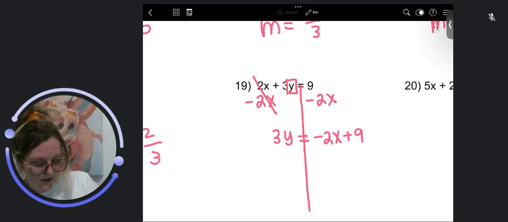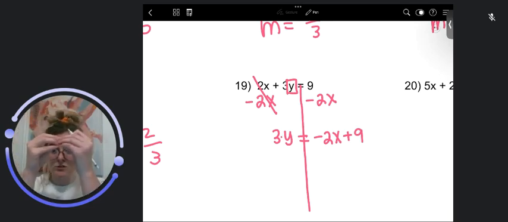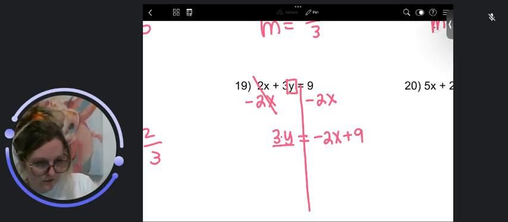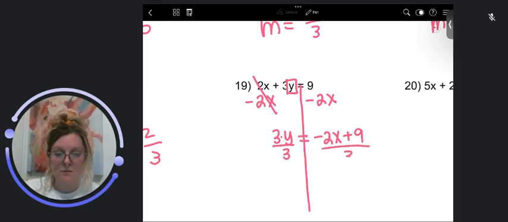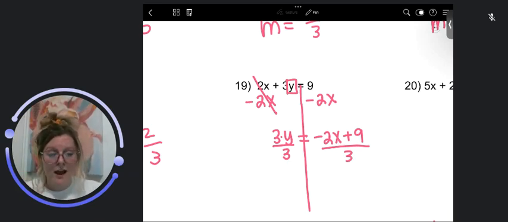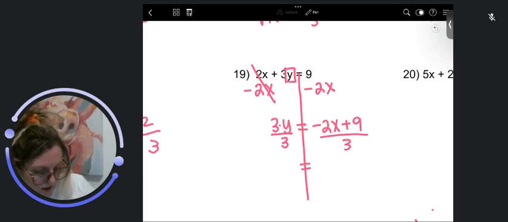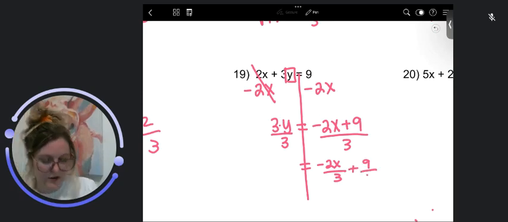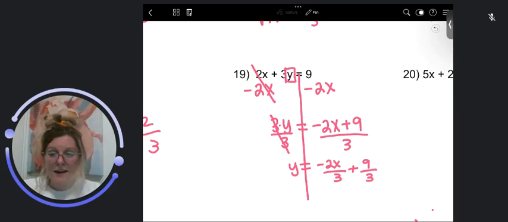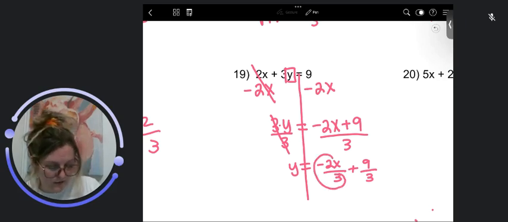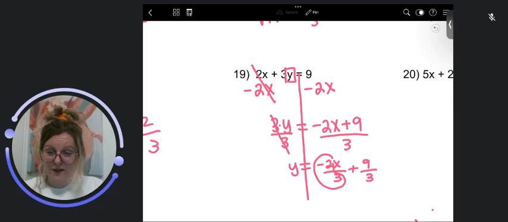I am going to now split the 3 and the y. Remember, they're multiplying, so the opposite would be to divide. Divide by 3. Everything on the right side needs to be divided by 3. That is really, really important. So when I rewrite this, you can also think about this as negative 2x divided by 3 plus 9 divided by 3. The y is the only thing left on the left side. I cannot simplify negative 2 over 3. That's my slope, and that's going to stay.